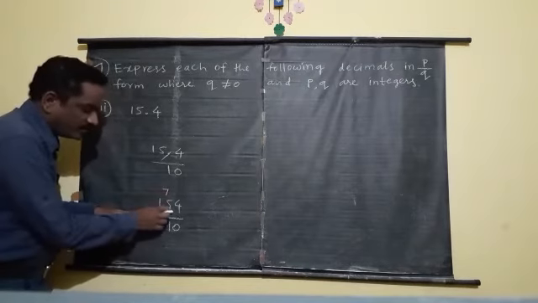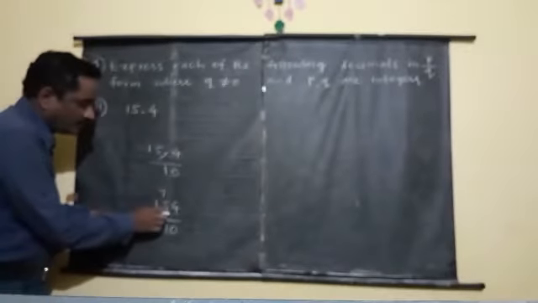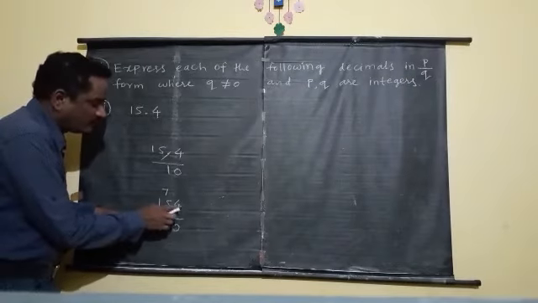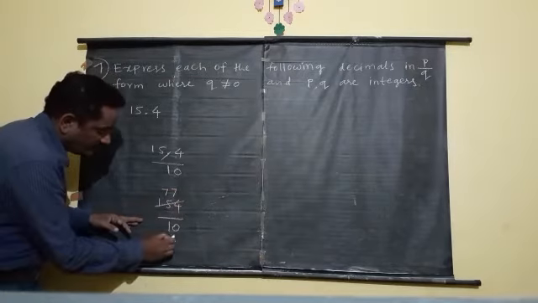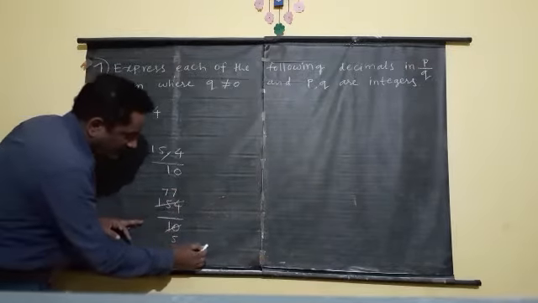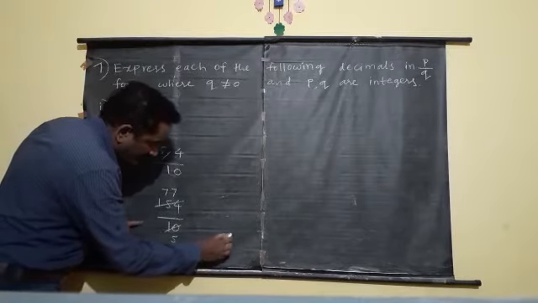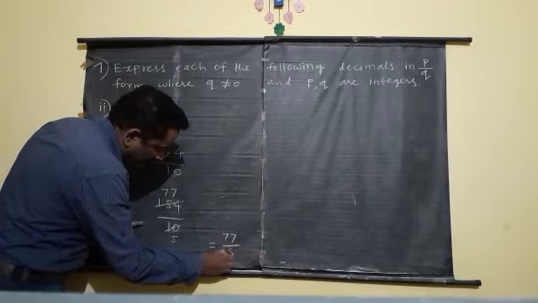2 7s are 14. Take 2 digits, 15. 2 7s are 14. Out of 15, 14 has gone, 1 remains. 1 and 4, 14. 2 7s are 14. 2 5s are 10. So this is equal to 77 by 5.